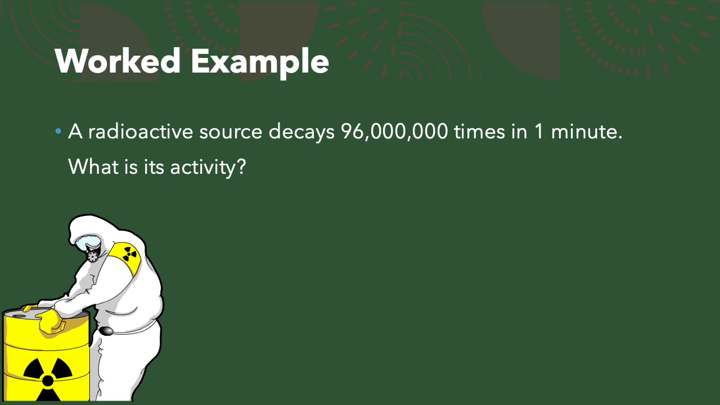So a typical question you might get is something like this: a radioactive source decays 96 million times in 1 minute. What is its activity? Well, we know our formula here is A equals N over T. We know that the number of decays, shown here, is 96 million. Our time is 1 minute, so we have to convert that into seconds.